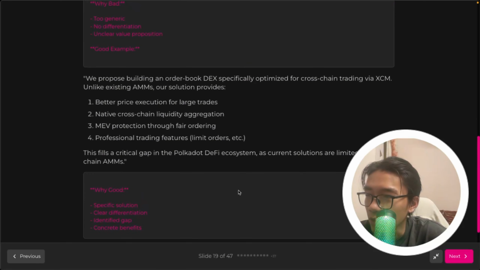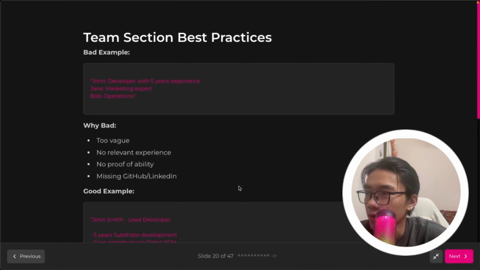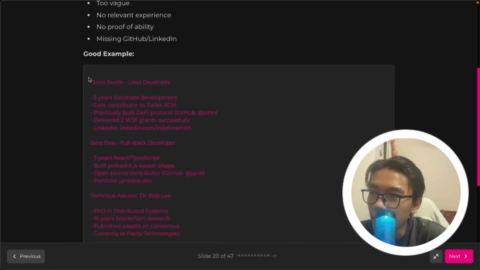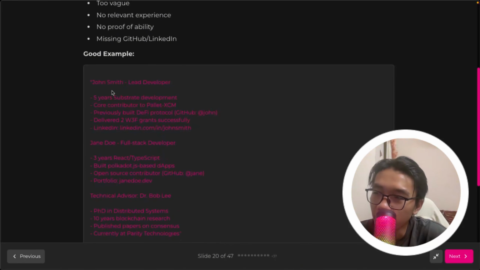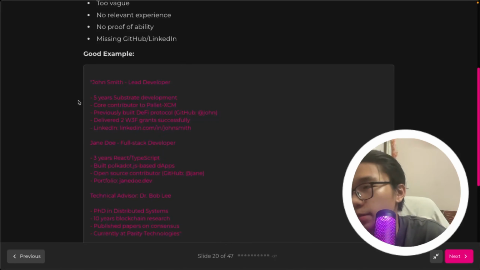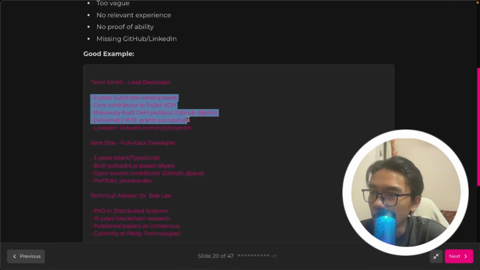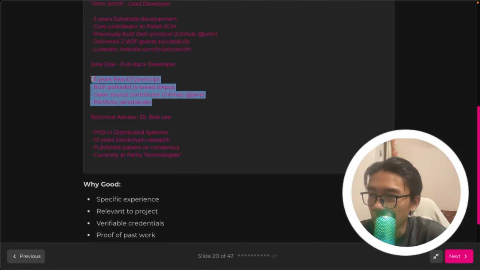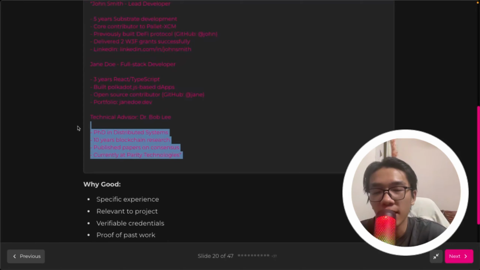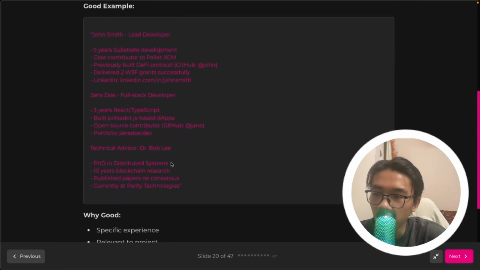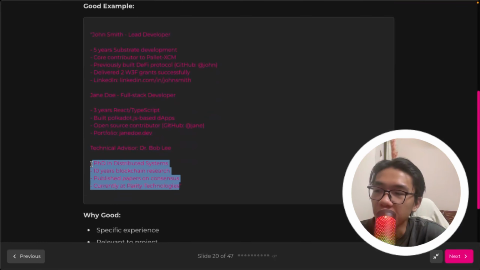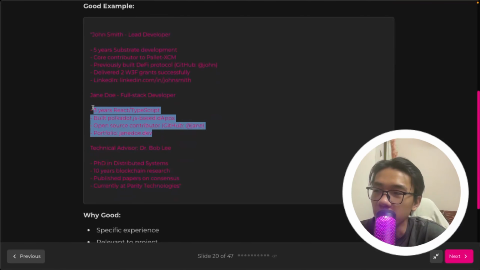Another part is the team section. This one you should write with a very good example, focusing on the roles of the team members: who is going to be the leader, who are going to be the team members, who is going to be the core dev, and focusing on the background. In that way, it gives clear information about where these people are coming from, and this helps the curators understand more about the team, and makes it easier for them to review and give feedback.